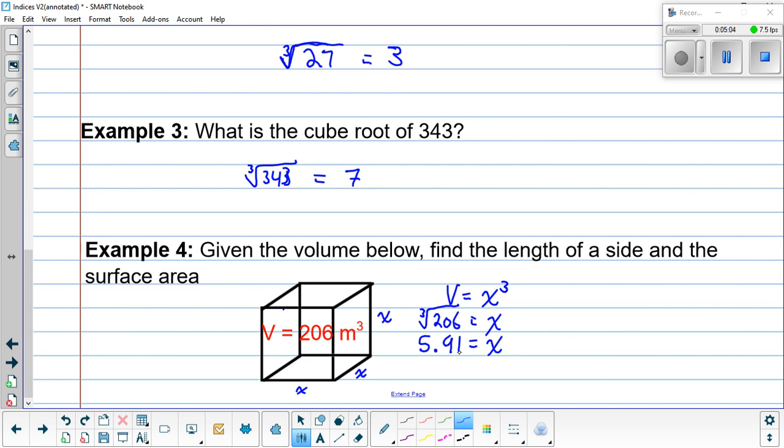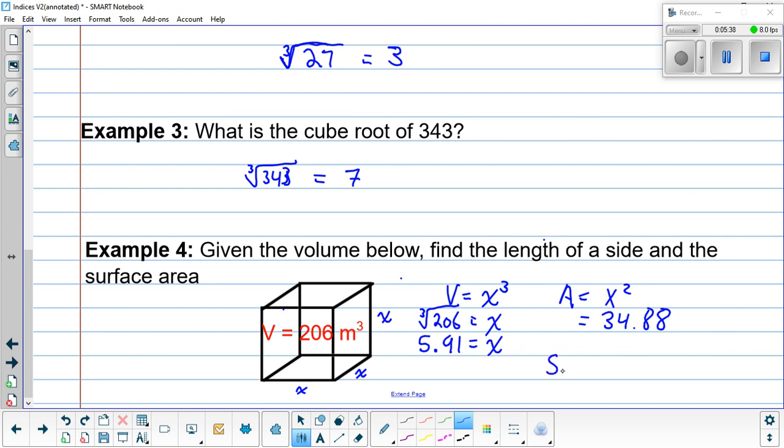So if we know that that is one of our side lengths, how are we going to find our surface area? Well, we have to find the area of one of our sides and then multiply by 6, right? So our area is x squared, which is 34.88. I used the number I already had in my calculator and times by the answer. So make sure you use that answer button if you can. That way you don't have a loss of digits. And then, well, I have to times that by 6.